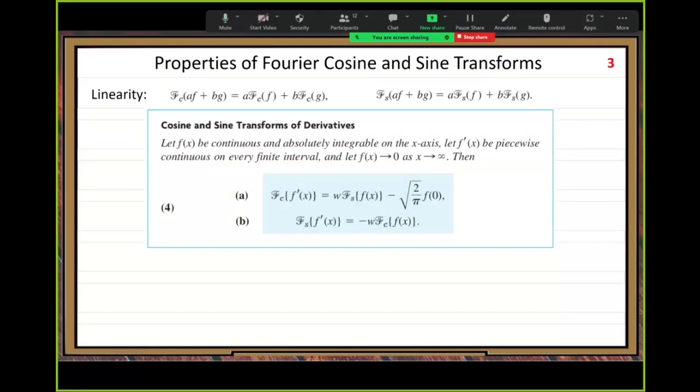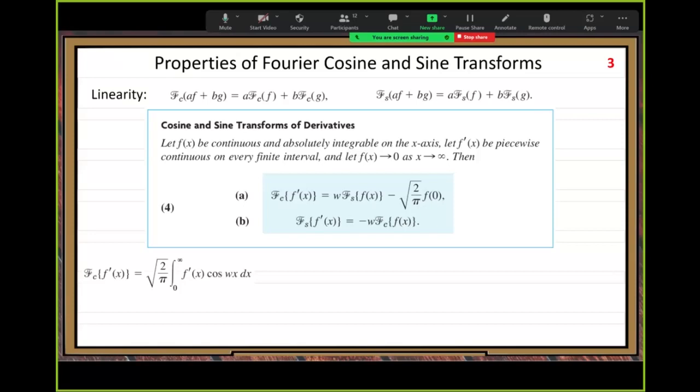Next, the derivative property. Here, we are doing the same thing as we did in the Laplace transform, where we also have derivative formulas. Let's look at the first derivative formula. When we have this derivative function and we take the Fourier cosine transform on it, we get the first formula and the second formula.